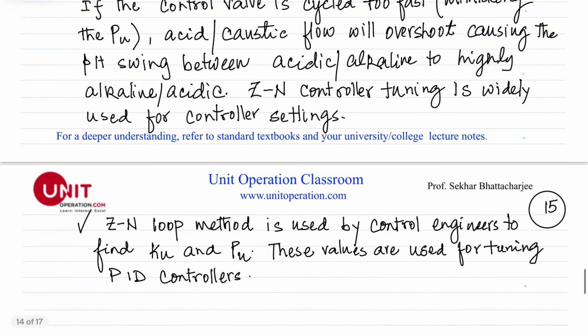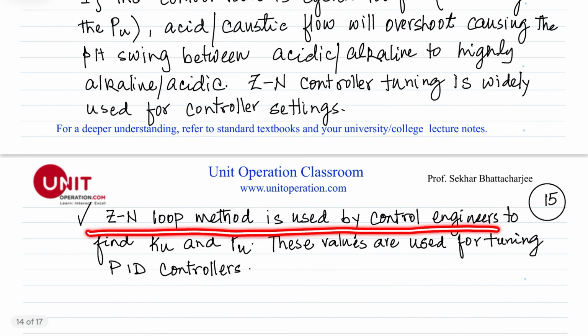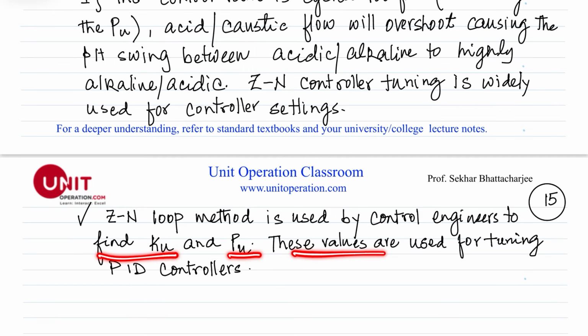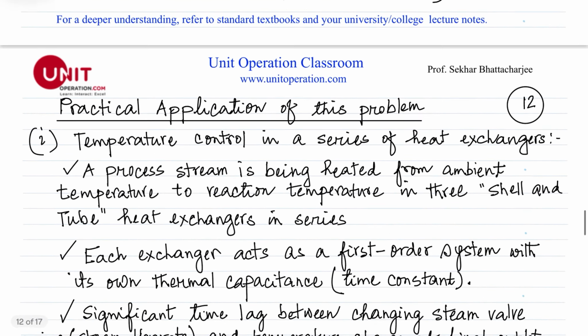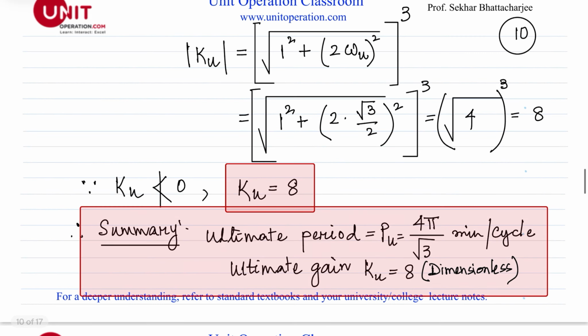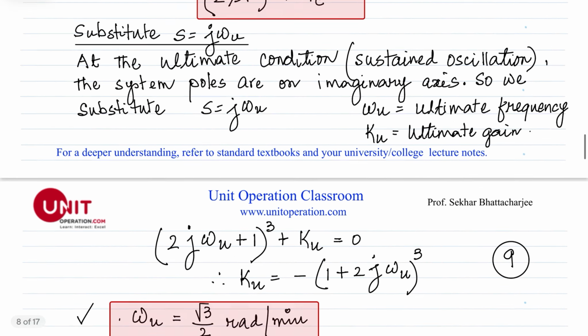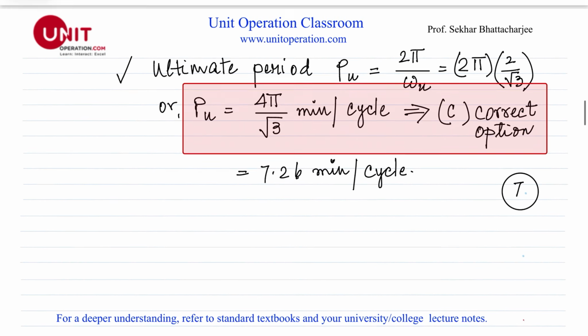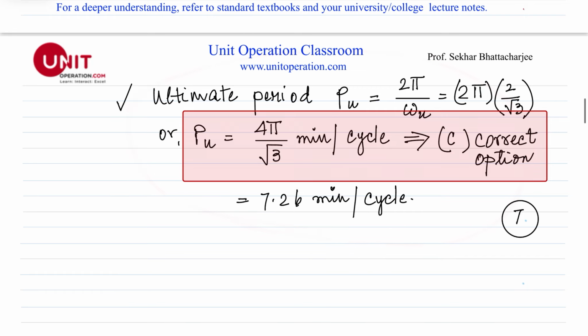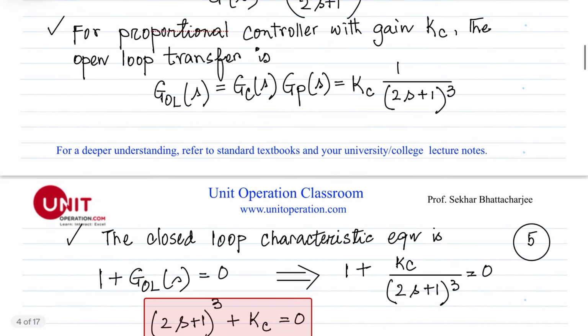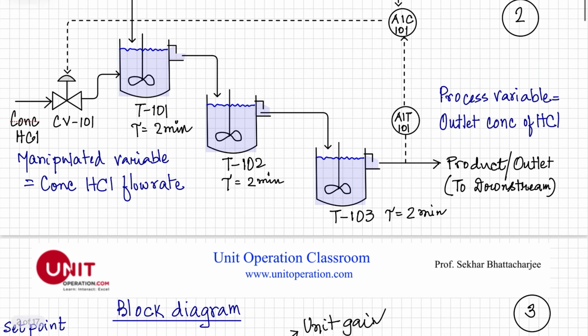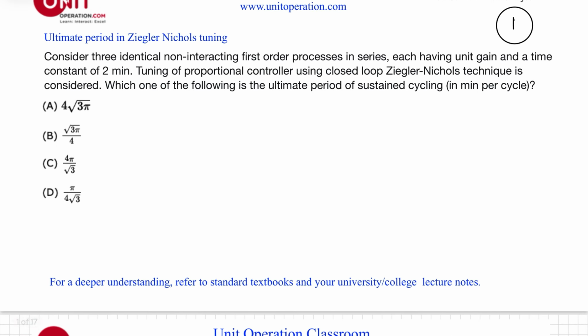So the Ziegler-Nichols loop method is used by control engineers to find Ku and Pu. These values are used for tuning PID controllers. These are, of course, again known, and this, of course, is the answer we wanted, and that is option C. So that is very easy, which we have seen right here. So option C is the correct option.